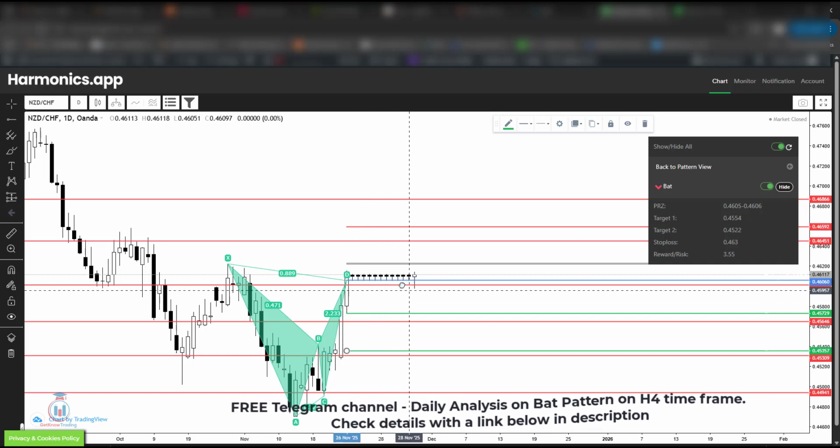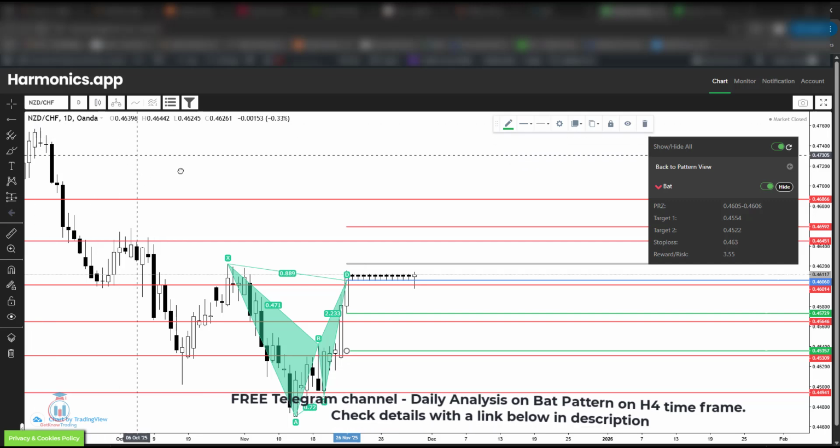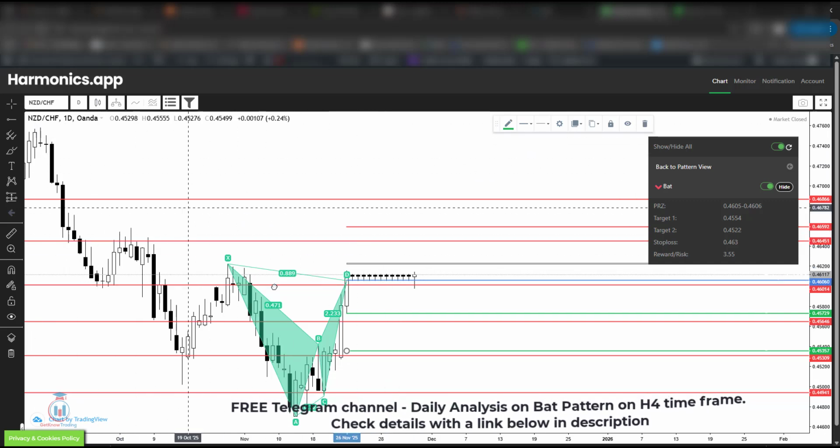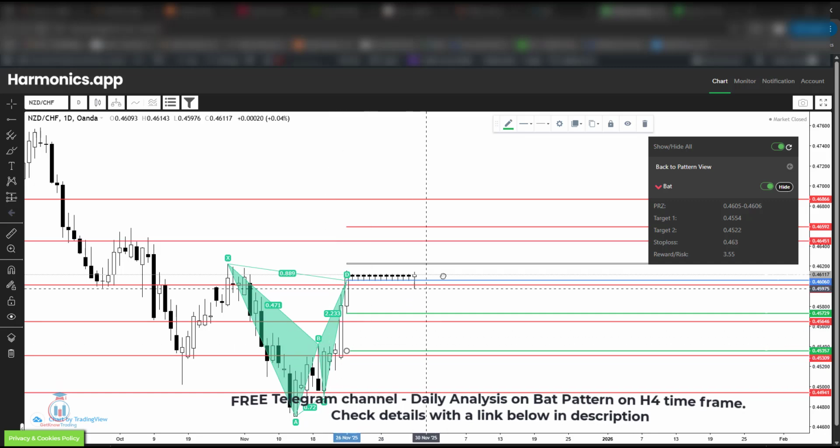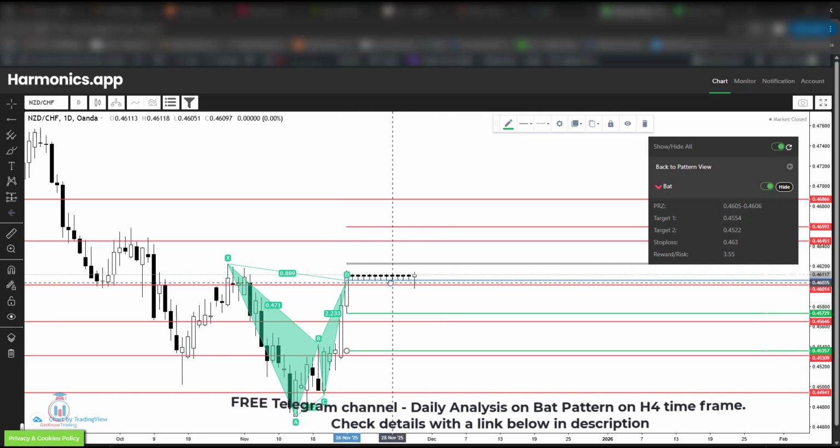For this analysis, I have only picked this one, New Zealand dollar against CHF, because it is the only one that is in line with the trend. So I am covering only this one in this weekly analysis.